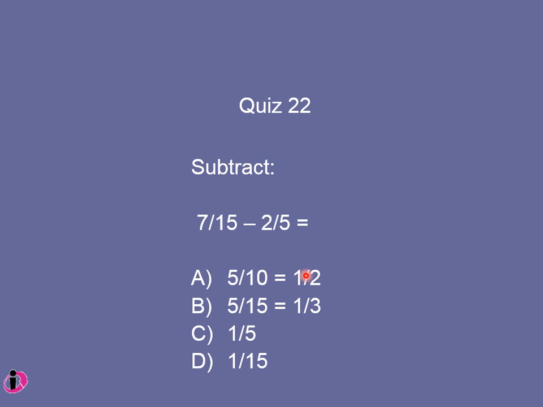How can I do this? Yeah, sure. It's probably D, but let's check. So 7 over 15 minus 2 by 5. Now remember, I have to make the denominator the same. To do this, I can multiply by 3 both the numerator and denominator of the second fraction, right? That's how it becomes 7 by 15 minus 6 by 15. And you will be left with 1 over 15, right? So the right answer is D here.